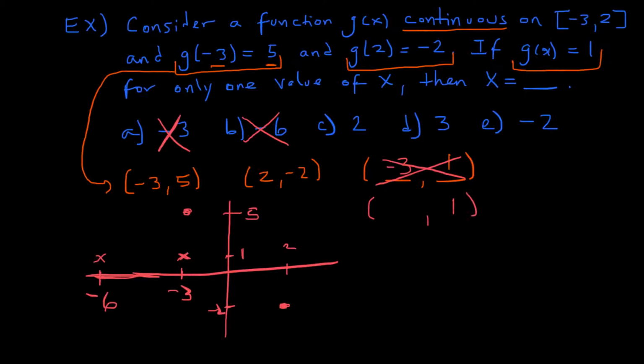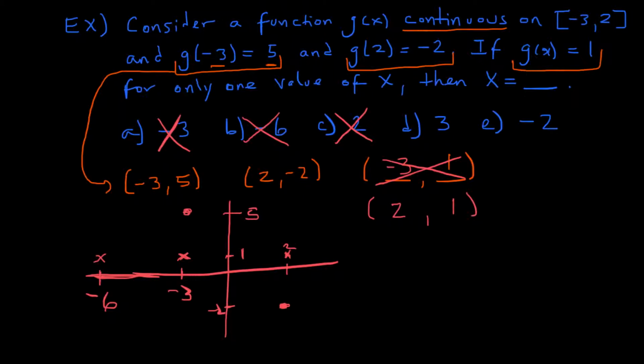What about C? C says the point 2, 1. Would 2, 1 work? Well, here's 2, 1. 2, 1 would be here. And do you agree that it's the same reasoning as having the point -3, 1? If you have 2, 1, then this is no longer a function, and then this is no longer true, but I need it to be true, so it cannot be C.